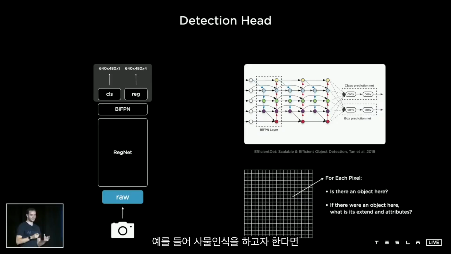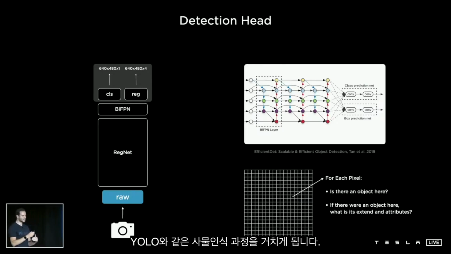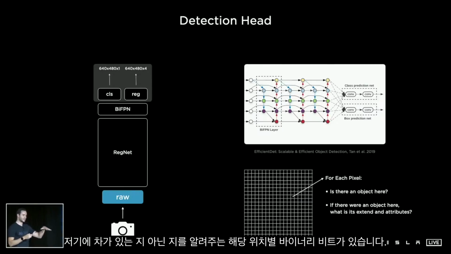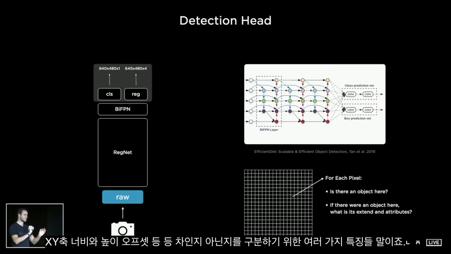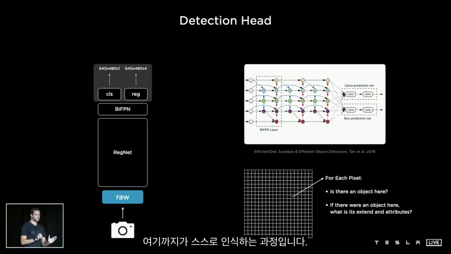So for example, if you are doing object detection, we have a one-stage YOLO-like object detector here where we initialize a raster, and there's a binary bit per position telling you whether or not there's a car there. And then in addition to that, if there is, here's a bunch of other attributes you might be interested in. So the XY with height offset, or any of the other attributes, like what type of car this is, and so on. So this is for the detection by itself.